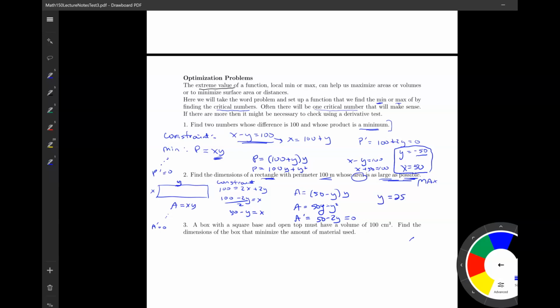So it's my job to go find out what the x is equal to as a result. So using x equal 50 minus y, I get x is equal to 25. So x is 25, y is 25. I have a square.